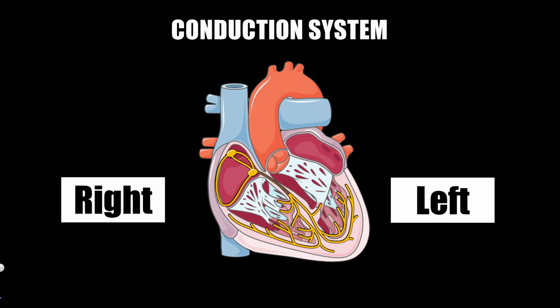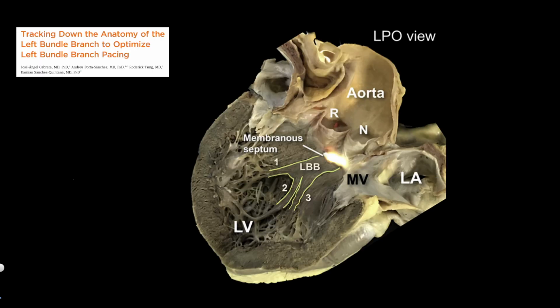So, the bundle of His divides into the right and left bundle branches. In turn, the main left bundle branch divides into several fairly discrete branches: the left anterior fascicle, the left posterior fascicle, and, in up to 65% of hearts, the left median, also called medial or septal, fascicle.